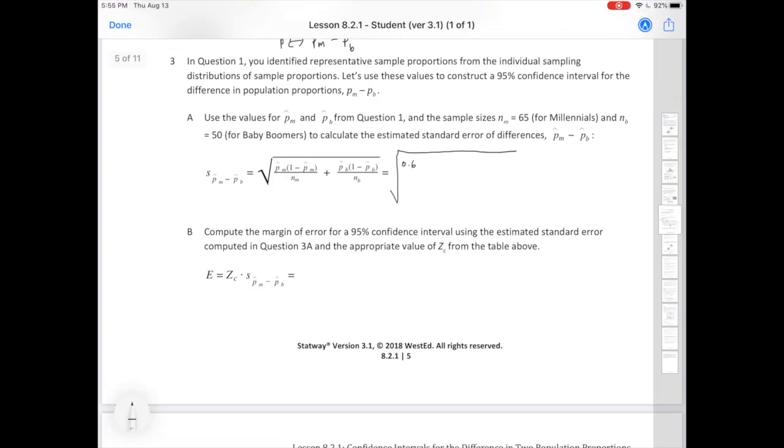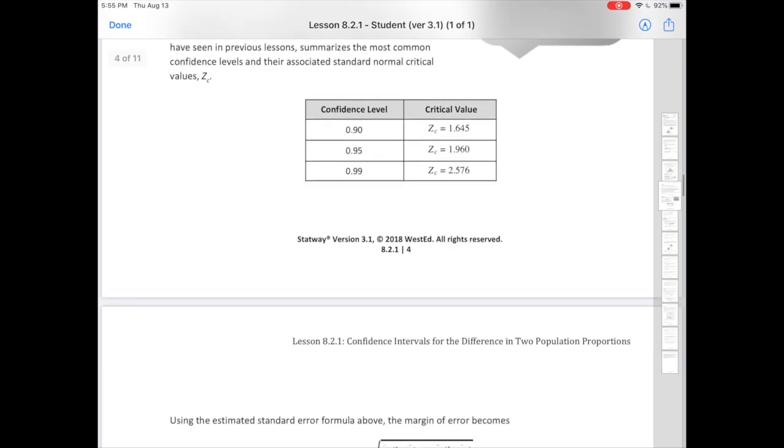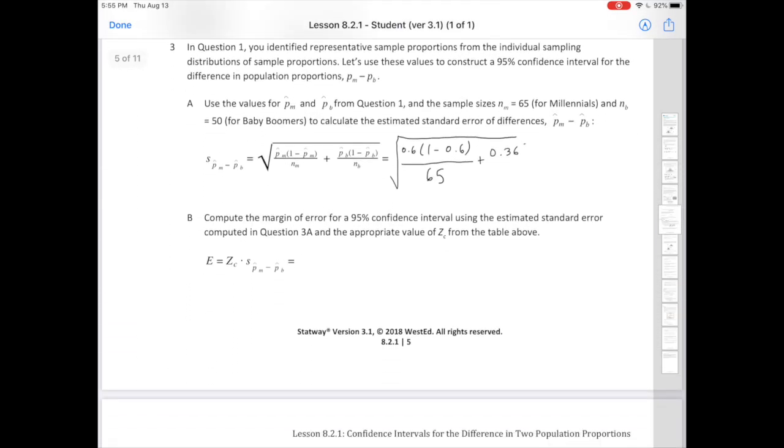So it's 0.6 times 1 minus 0.6 divided by 65 for millennials plus 0.36. Let me make sure it was 36. I think so. Yes, 36. 0.36 times 1 minus 0.36 divided by 50. So we get that. What does this equal? We're going to use our calculator for this, and I'm going to cut to it because this is a slightly complicated one. So let's see what we get for the estimated standard error.